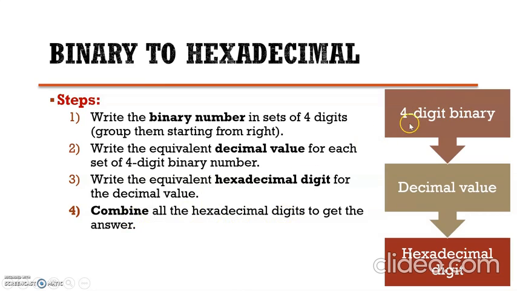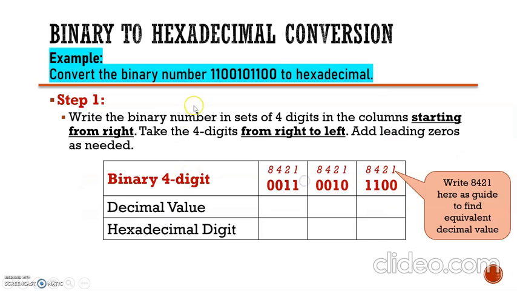So the movement is like this. We are going to do 4-digit binary, then find the decimal value for each 4 digits, and then find the hexadecimal digit for the decimal value that we have stated. This is the example to convert from binary to hexadecimal.